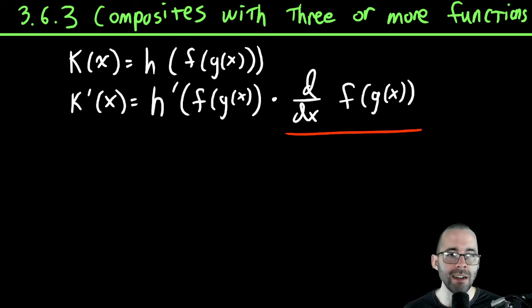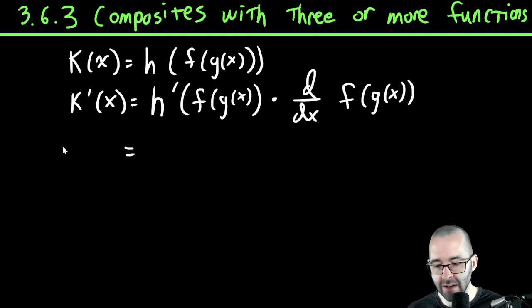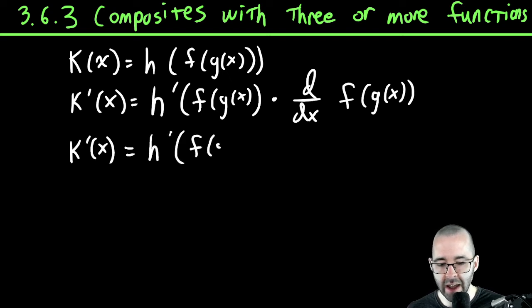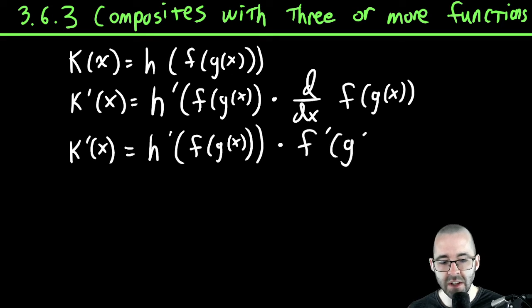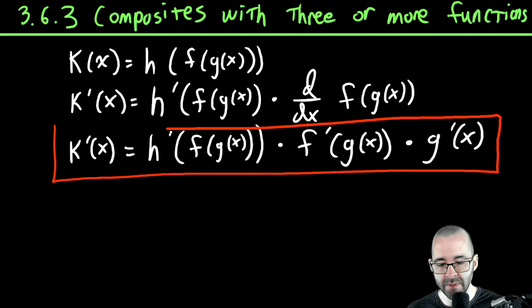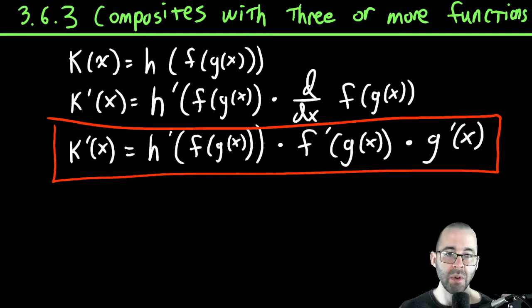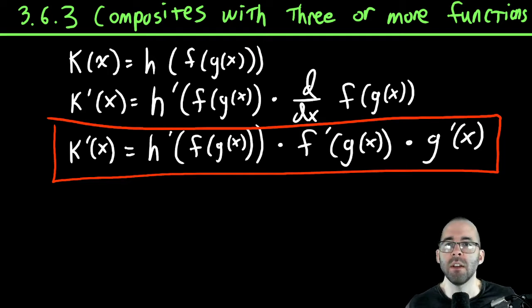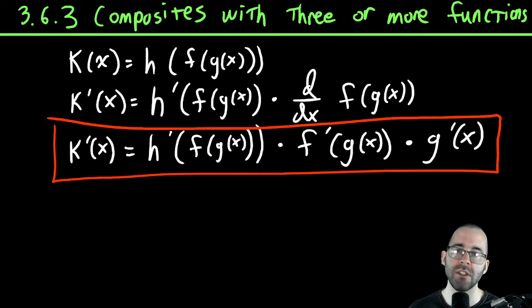Because this red part right here is just the chain rule from the first video. So we're going to get that k prime of x equals h prime of f of g of x times f prime of g of x times g prime of x. If you'd like, you can use this formula. And there's, again, a very similar one with Leibniz notation. But the reality is that we usually just use the chain rule twice instead of using a more complicated formula.